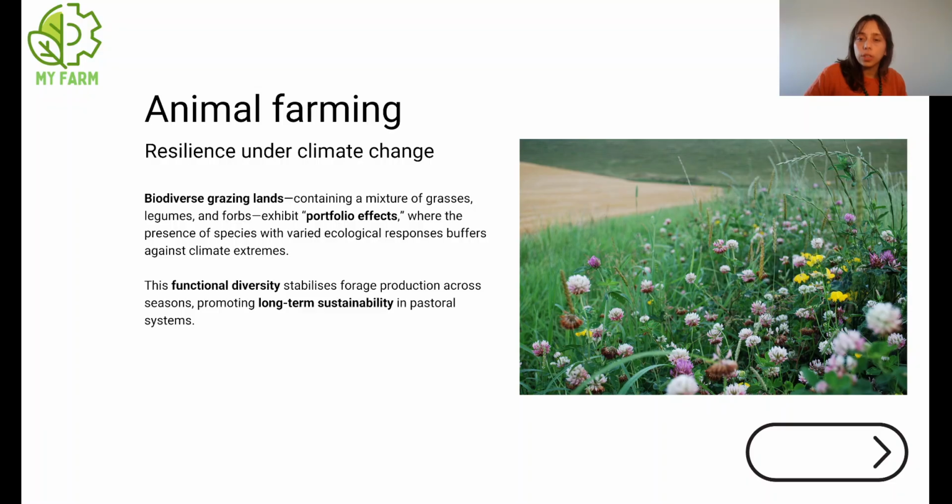Furthermore, well-managed livestock systems contribute to the resilience of agroecosystems under climate change. Biodiverse grazing lands containing a mixture of grasses, legumes, and forbs exhibit portfolio effects, where the presence of species with varied ecological responses buffers against climate extremes. This functional biodiversity stabilizes forage production across seasons, promoting long-term sustainability in pastoral systems.